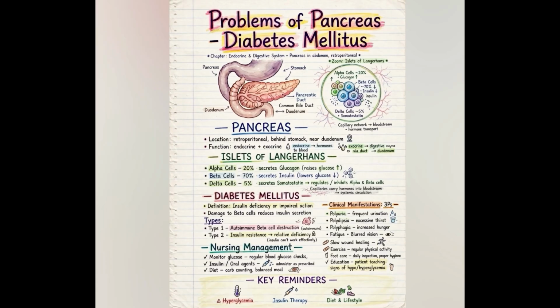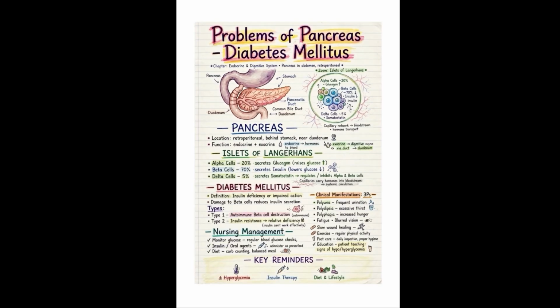Inside these islets, we have three main types of cells. Beta cells, 70%. They produce insulin. The main function of insulin is to lower blood glucose levels. Alpha cells, 20%. They produce glucagon. The main function of glucagon is to raise blood glucose levels. Delta cells, 5%. They produce somatostatin. This hormone controls both insulin and glucagon. So in a normal body, insulin and glucagon work together to keep blood sugar balanced.